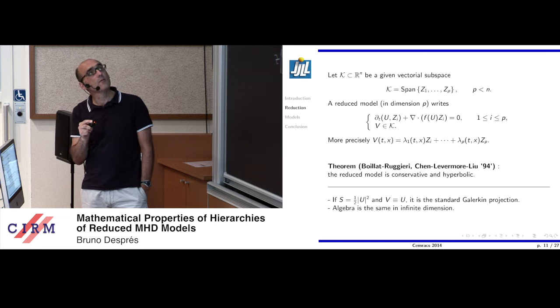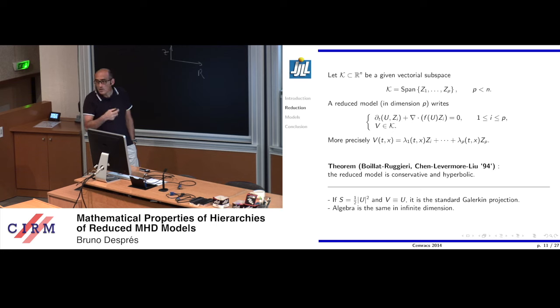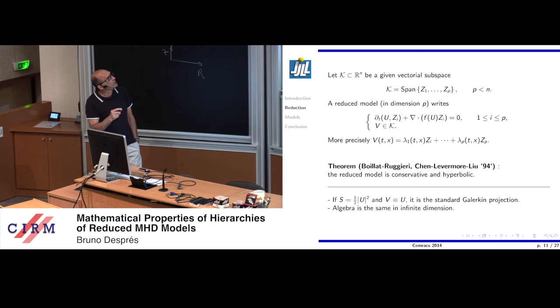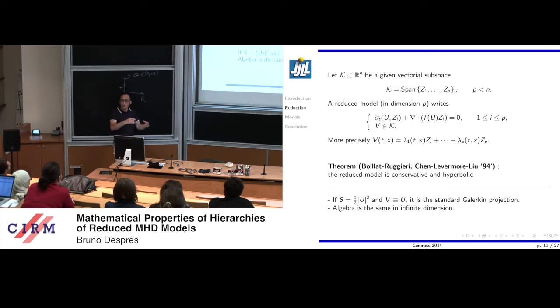Okay? Which means that this guy now can be decomposed like that, and these Lagrange multipliers somehow are now the P unknowns. So you have P equations and you have P unknowns. So that's a closed system. But more, you know that by construction, there are theorems about that. The model is conservative, it's clear, but also hyperbolic. So it means it's well posed concerning the hyperbolic structure, the waves. You can still define the waves and all these things.